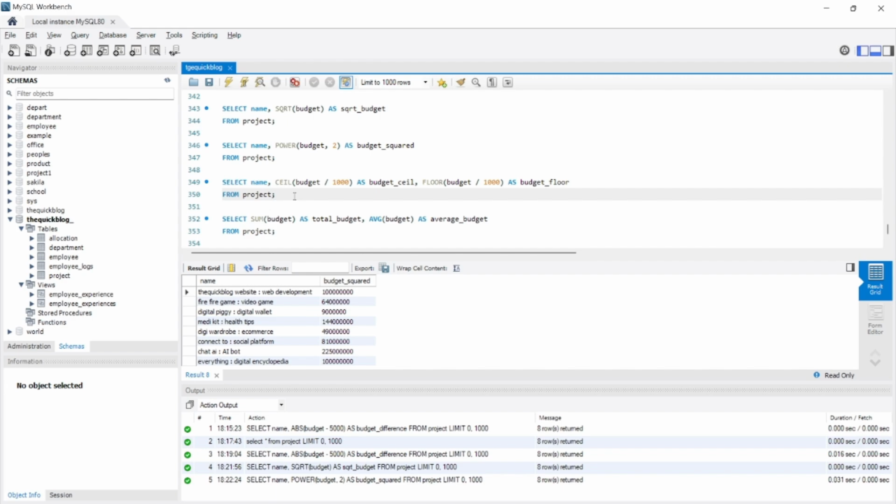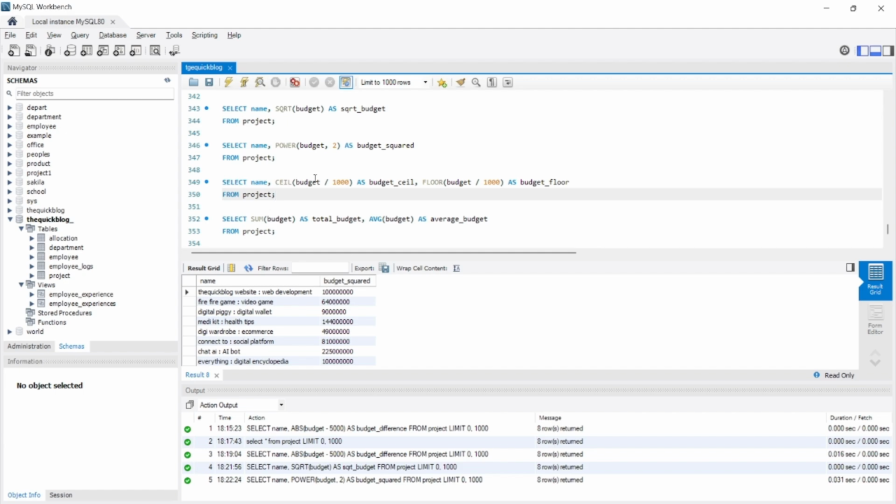because it will only round up by increasing the value. So like we have a budget. Let us take the budget of the first project, that was 10,000. If we divide the 10,000 by 1,000, it will give us 10. That is already exactly 10, so there will not be any round up operation.